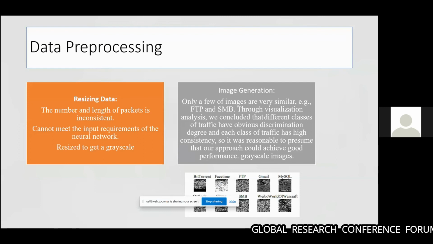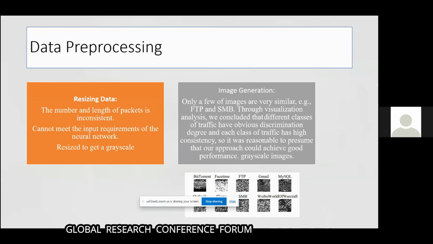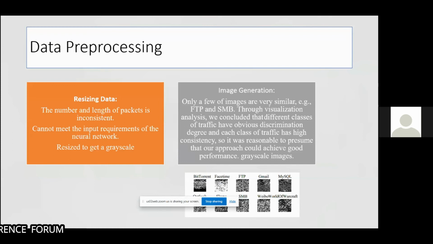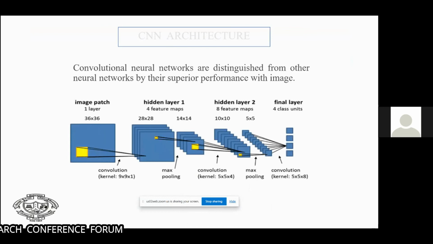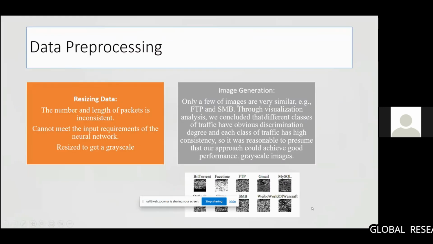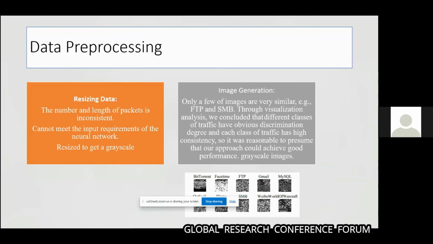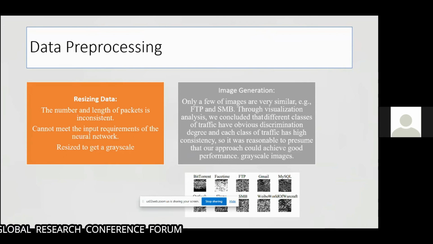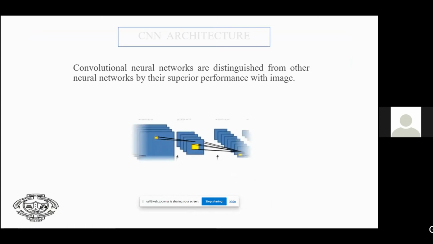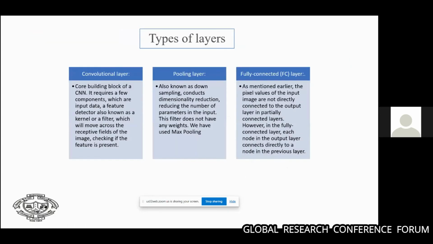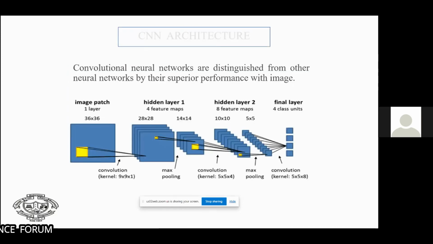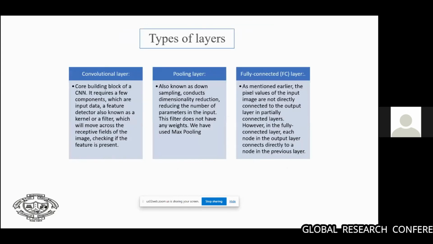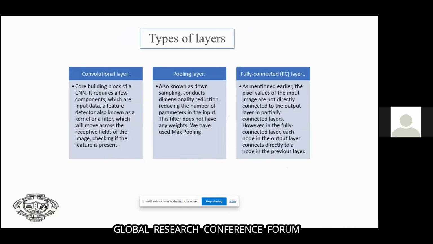As you can see here, I converted my raw data, whatever I have collected from Wireshark, into grayscale images. Once the grayscale image has been obtained as output, I give that to my CNN architecture. I have used the VGG16 architecture. At the end, I trained my model with convolutional layers, pooling layers, and fully connected layers.